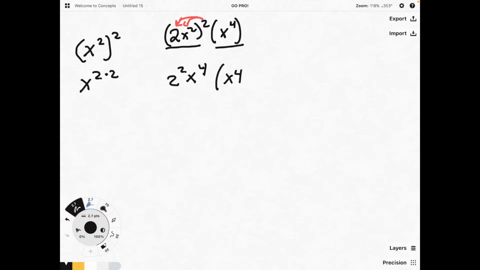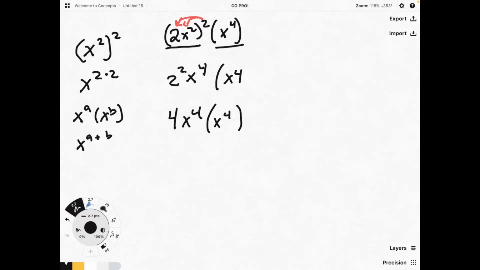So with this, we have 2 times 2, which is 4, x to the 4th multiplied by x to the 4th. Now our last rule states if we have x to the a multiplied by x to the b, then that's going to equal x to the a plus b. So from this rule, we have 4x to the 4, and then we're going to add these together because it's the same base, so that becomes plus 4, and therefore this becomes 4x to the 8th, and that is how you simplify this problem. Let's look at our next example.